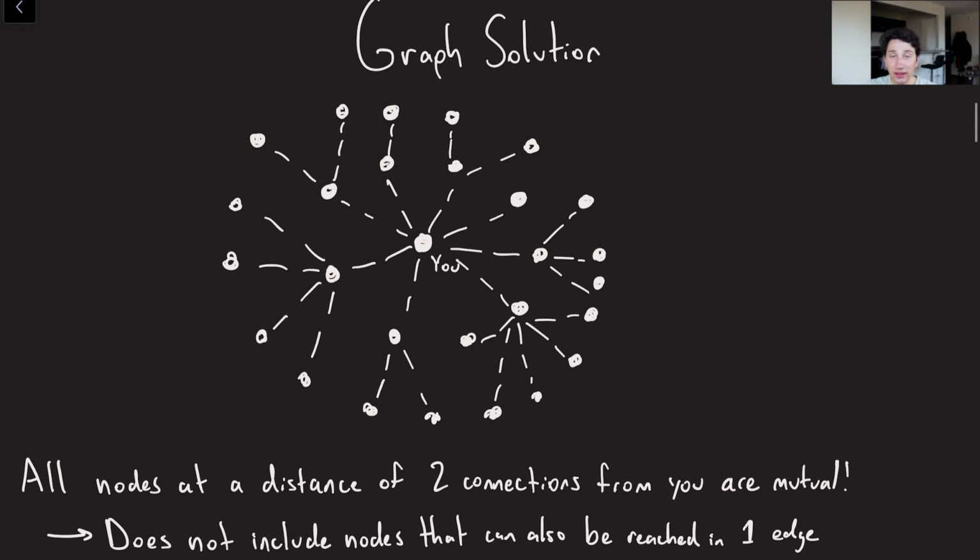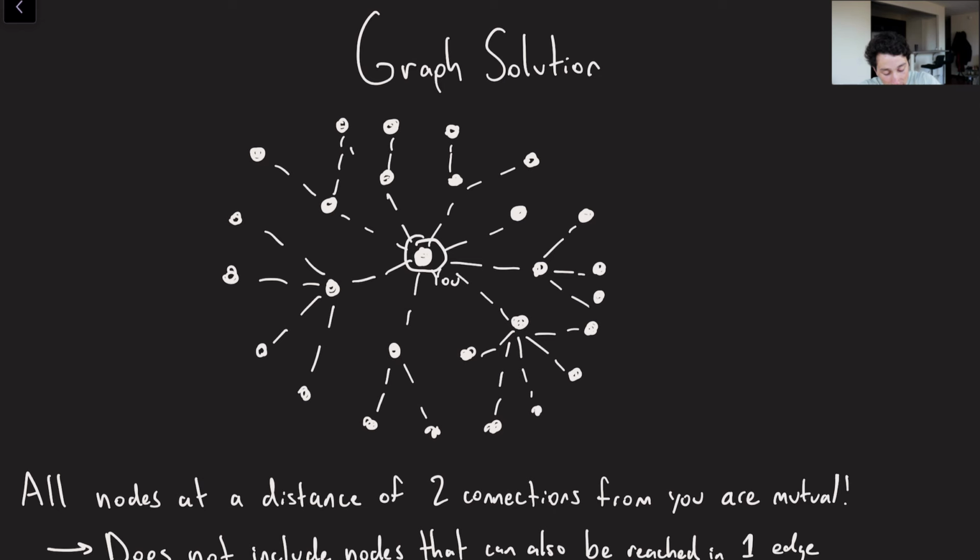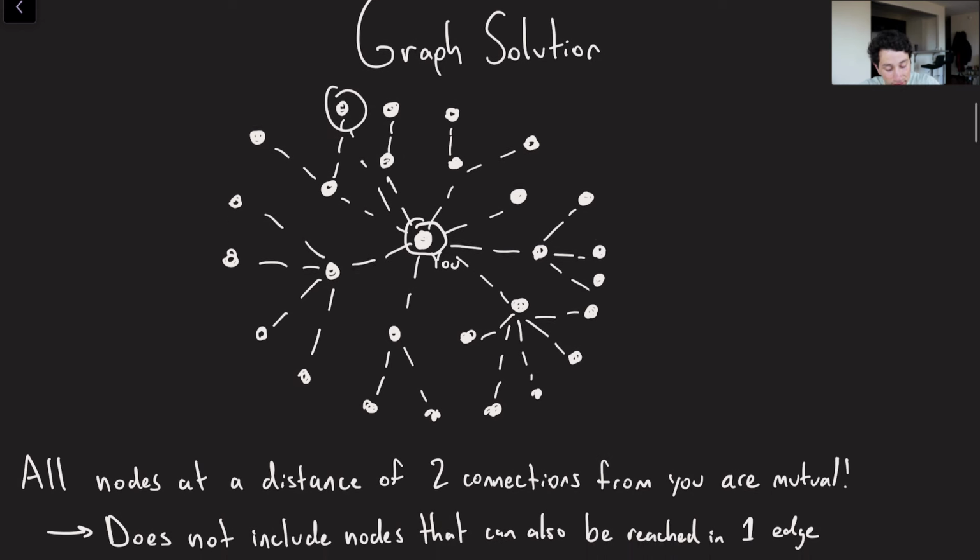Cool. So the first thing that I want to discuss is basically the paradigm of thinking of this problem as a graph problem. So let's imagine you're right here. Your mutual connections are anyone who is basically a second-degree edge from you, but isn't also a first-degree edge, right? For example, if I drew an edge between me and this guy over here, he's my connection, he's also a second-degree connection, but he doesn't really count as a mutual connection. For this problem, we're going to assume that he's just a connection, right? So basically, we would be looking for all nodes at a distance of 2 connections from you, and this doesn't include the ones that are reached in one edge.